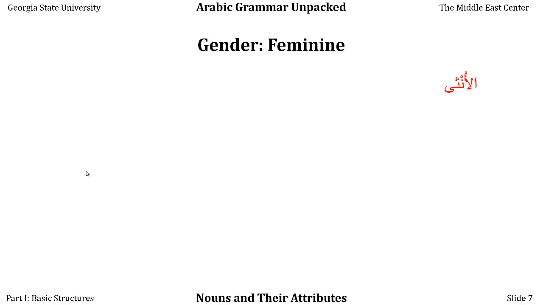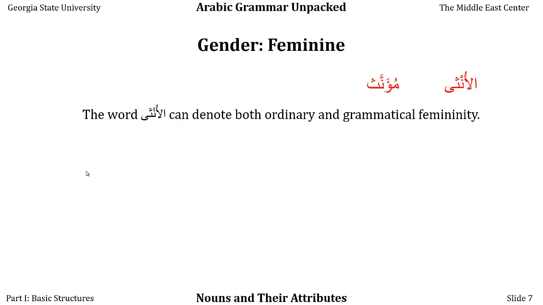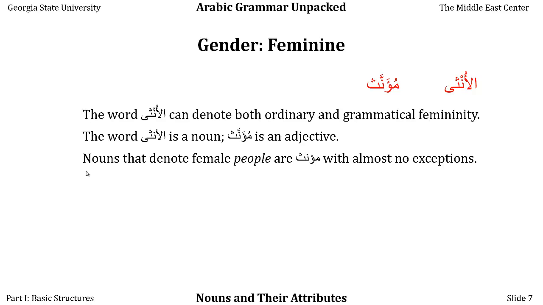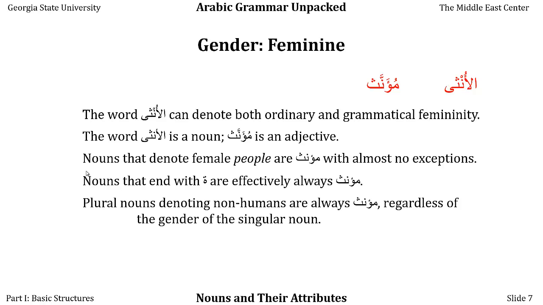For the feminine gender, the word is al-untha, but we usually use the adjective mu'annath. So the word al-untha can denote both ordinary and grammatical femininity. Untha is a noun, mu'annath is an adjective. Nouns that denote female people are mu'annath, with almost no exceptions. Nouns that end with ta marbuta are nearly always mu'annath. There's only a couple of counterexamples to this, and we needn't worry about them.